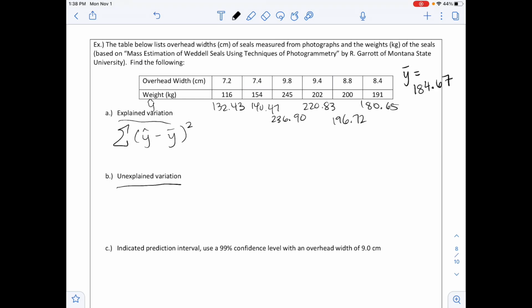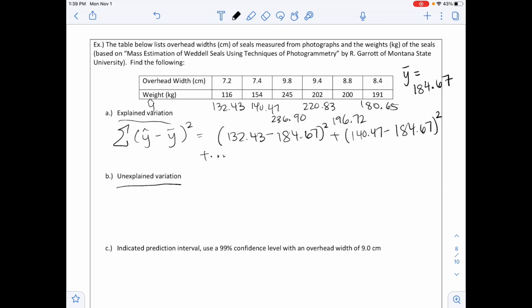For each of these, we take y hat. The first one is 132.43, subtract y bar, which is 184.67, and then square it. Then we add together the next one, which is our y hat value of 140.47, minus our y bar, 184.67, and then square it. Likewise, we have to do this for the other ones. We've done 2, so 4 more to go.